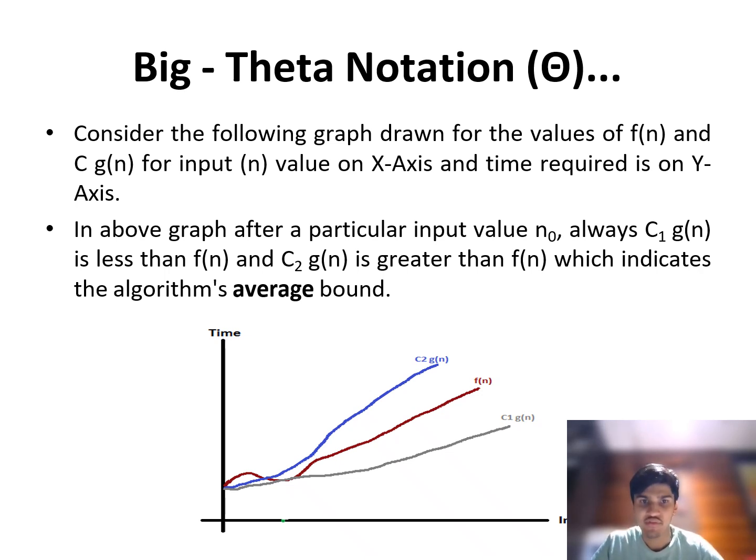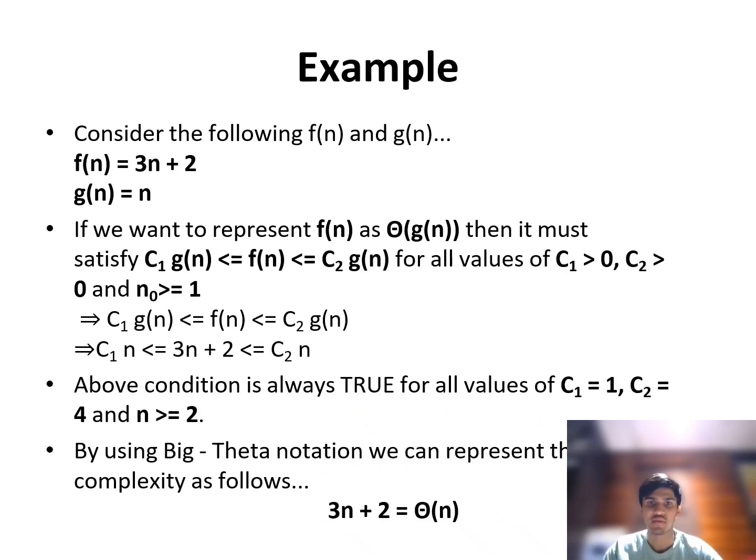And we have the graph for big theta notation. The graph is drawn for f of n and c g of n, with input value on the x-axis and time required on the y-axis, and it represents the average bound of time complexity. And we have here some example. The condition is that it should satisfy c1 of g of n less than or equal to f of n less than or equal to c2 of g of n.